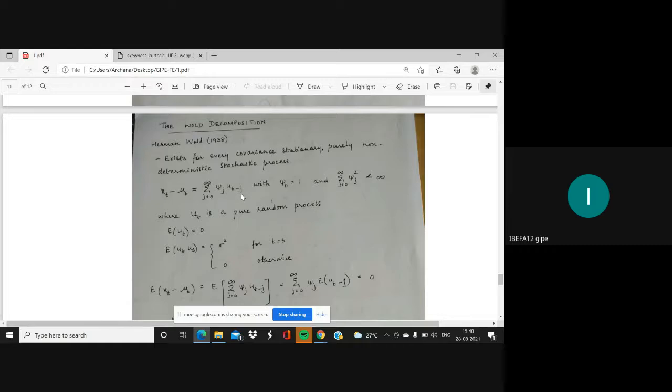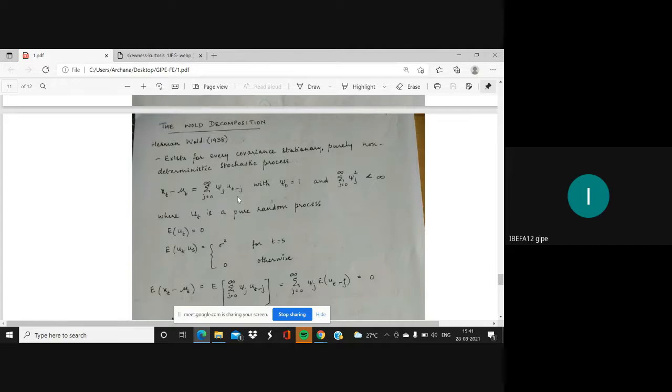If I write any time series in this form, by subtracting the deterministic component from it and writing it in terms of the errors, or a white noise process, then that time series has this Wold decomposition, or can be represented using it. Basically, what it boils down to is that this time series can be represented as a linear time series.